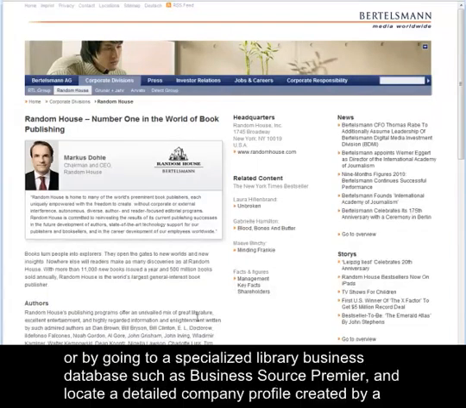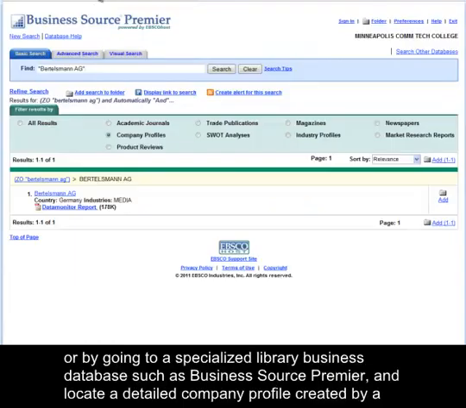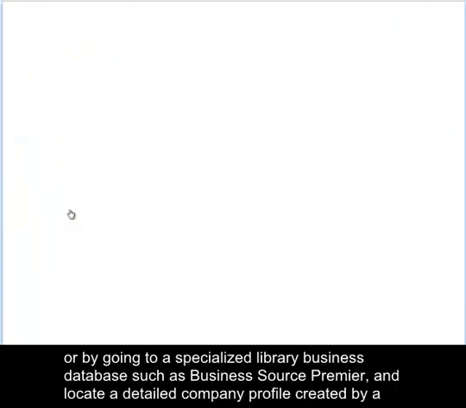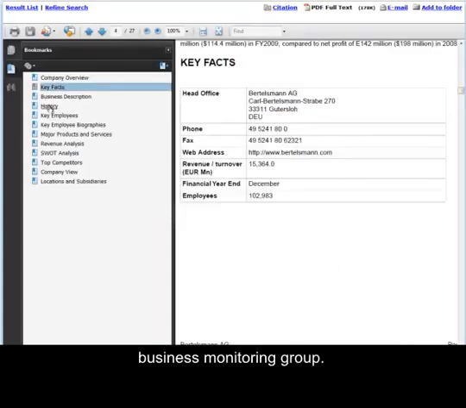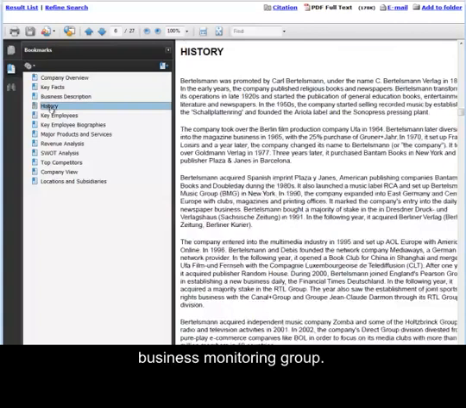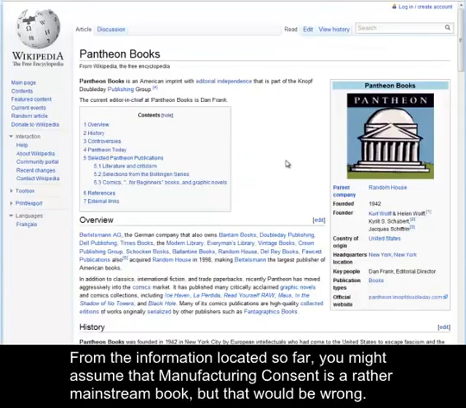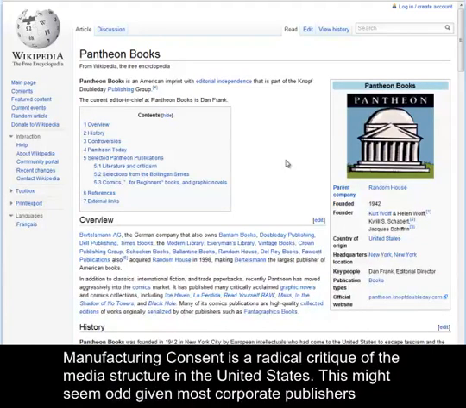Or by going to a specialized library business database such as Business Source Premier and locate a detailed company profile created by a business monitoring group. From the information located so far, you might assume that Manufacturing Consent is a rather mainstream book, but that would be wrong. Manufacturing Consent is a radical critique of the media structure in the United States.